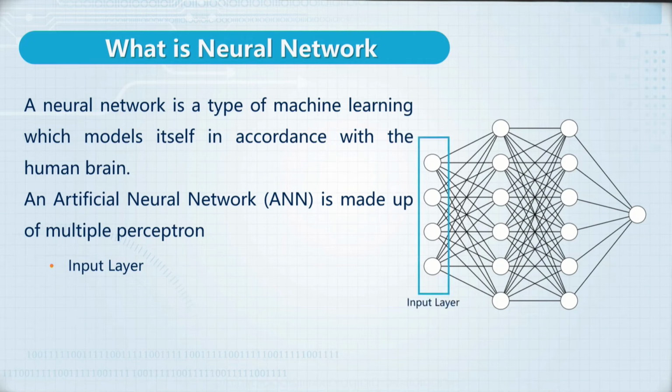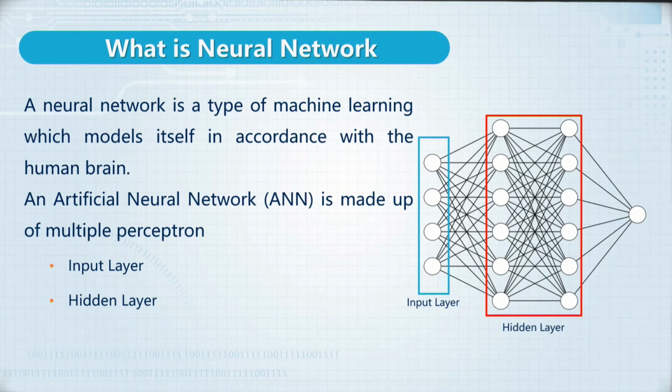Input layer. As the name suggests, this layer accepts all the inputs provided by the programmer. Hidden layer. Between the input and the output layer is a set of layers known as hidden layers. In this layer, computations are performed which result in the output. Output layer. The inputs go through a series of transformations via the hidden layer, which finally results in the output that is delivered via this layer.